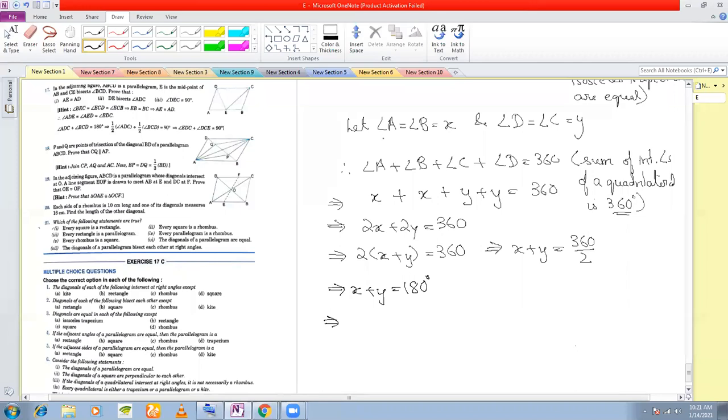What is the value of x? X is angle A or angle B. You can write angle A here. And what is the value of y? It is angle D. Angle A plus angle D is equal to 180 degrees.